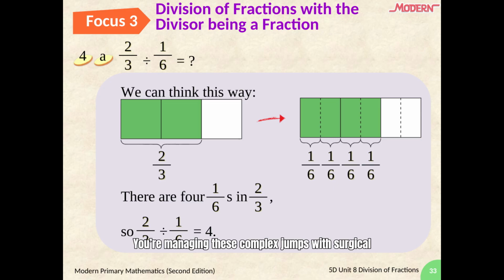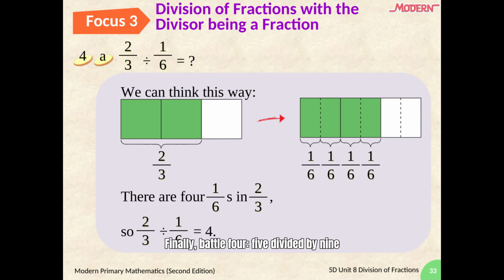You're managing these complex jumps with surgical precision. Don't let those mixed numbers slow you down. Keep your stance strong. Battle 3, 9 divided by 1 and 5/7. Prep that tuxedo, 12/7. Swap and flip to get 9 times 7/12. Snip the 9 and 12 by 3. Result, 21/4 or 5 and 1/4.